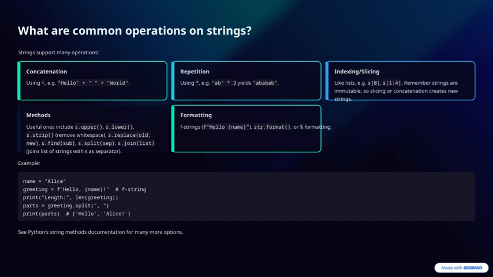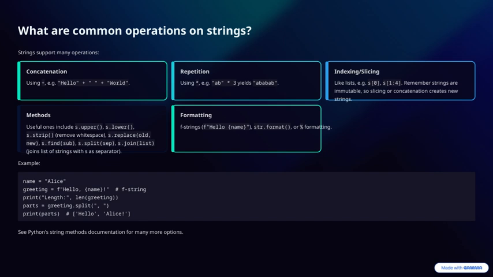Moving on to formatting methods, Python provides many useful string functions. For instance, `s.upper()` converts all characters to uppercase, `s.lower()` makes everything lowercase, `s.strip()` removes whitespace from the beginning and end, and `s.replace(old, new)` replaces occurrences of a substring. You also have `s.find(sub)`, which searches for a substring and returns its position, and `s.split(sep)`, which splits the string into a list based on a separator.